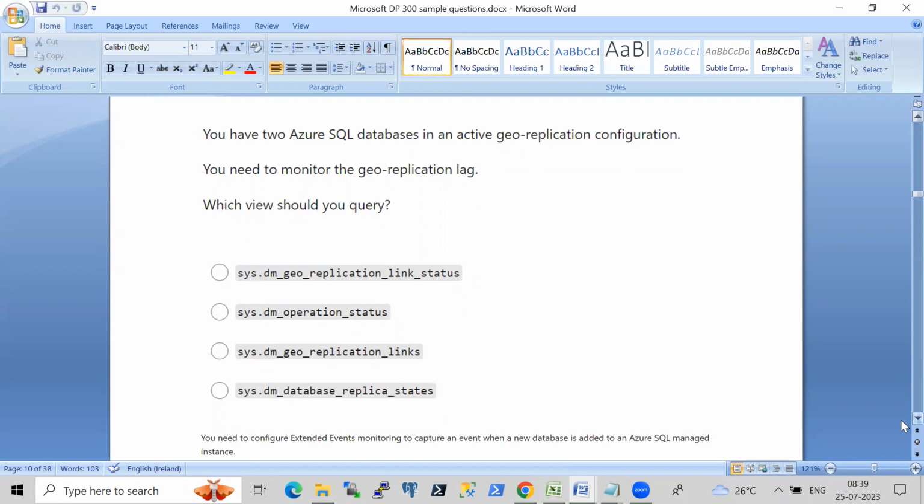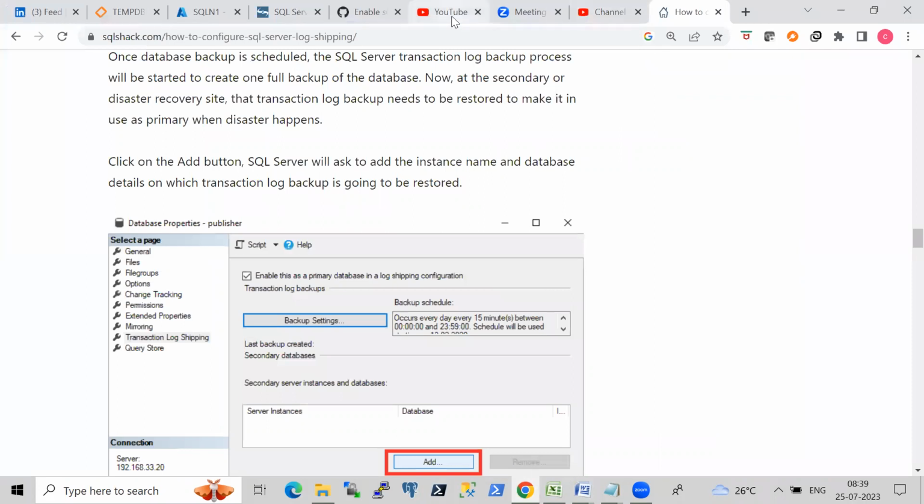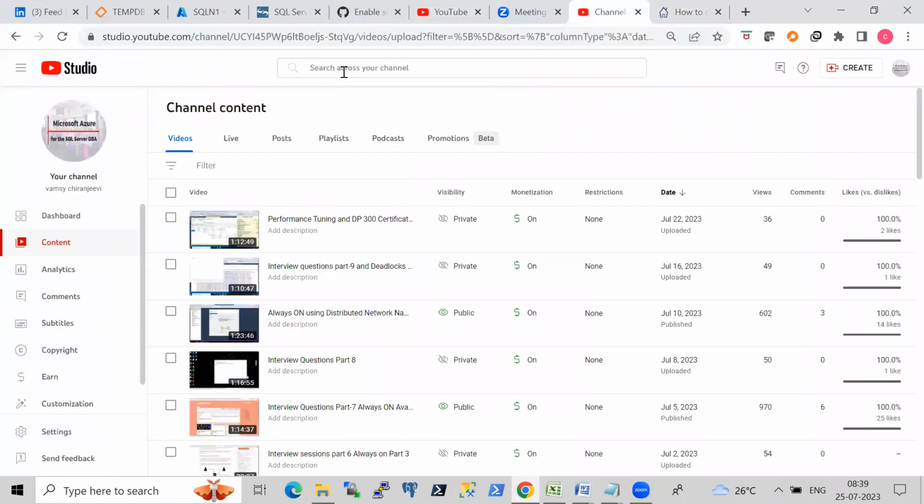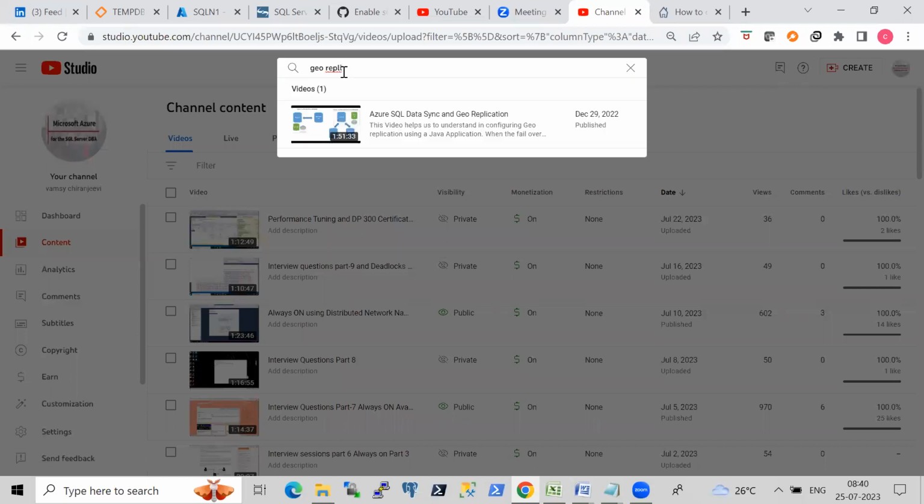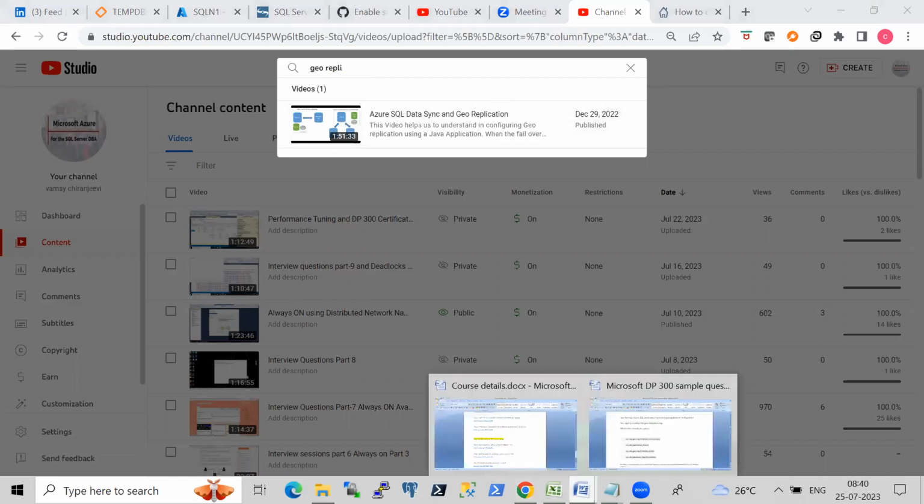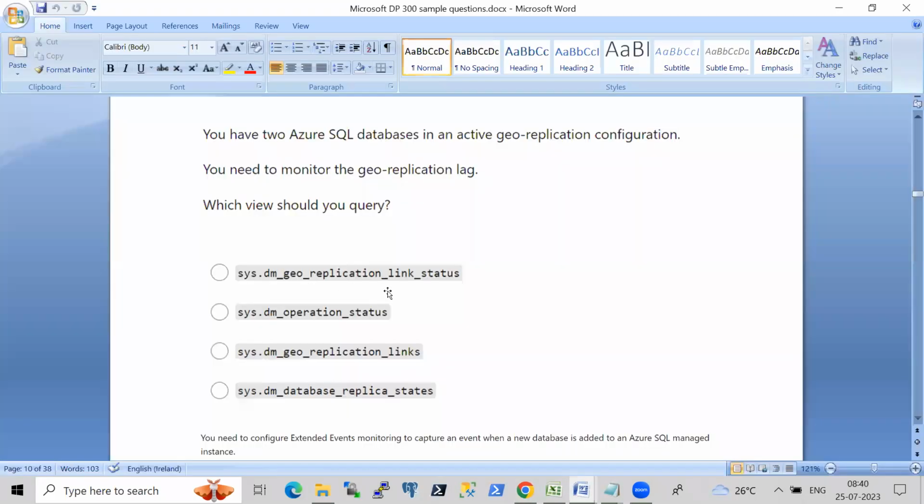Just some information for you about geo replication: I have done geo replication by showing a front-end Java application. If you are interested, you can watch this video. I'm giving you public links, not my private links, so everything is public here. I've done this using a Java application, and you will find it very interesting. You can watch this video, and the answer is geo replication link status.